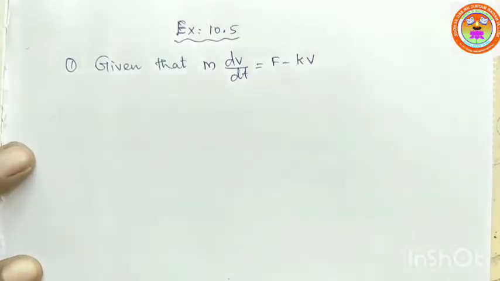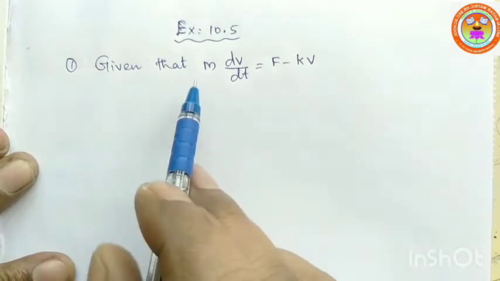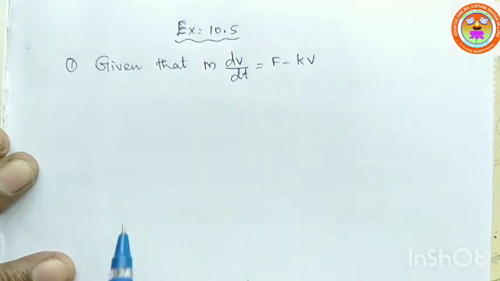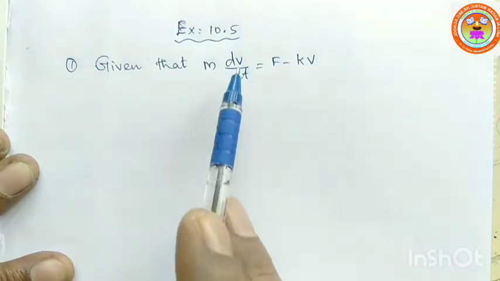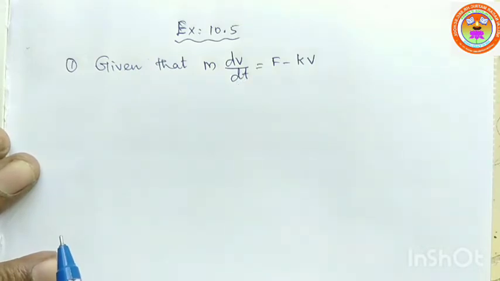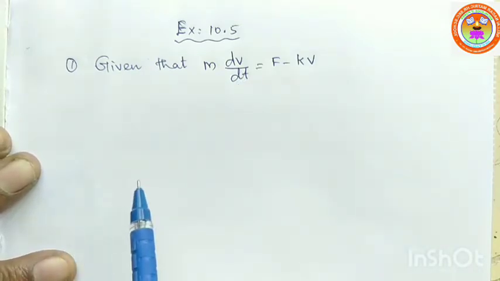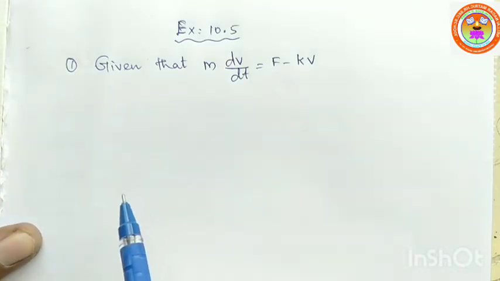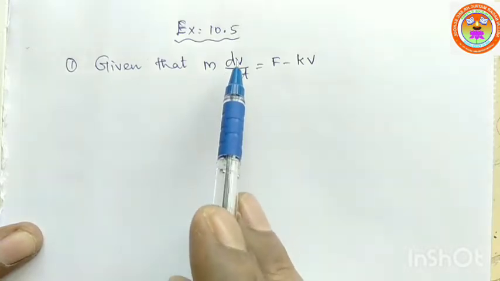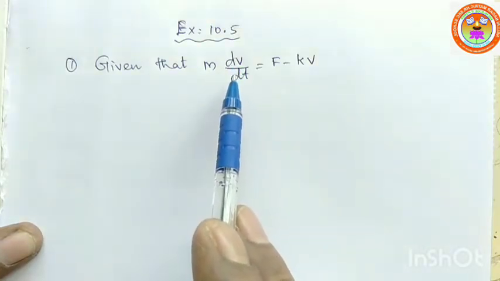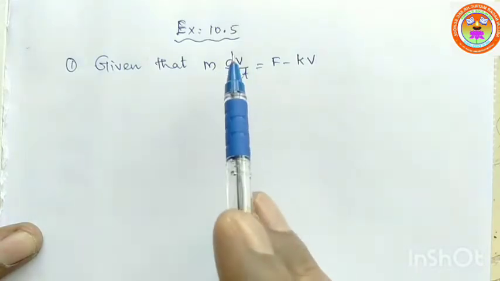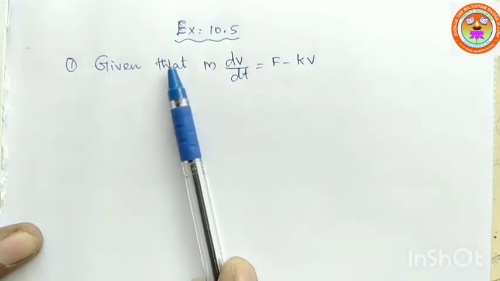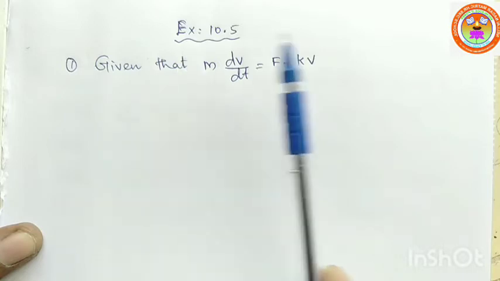Given that m dv by dt is equal to F minus kv, here the variables are v and t. We are going to study the variable separable method, right? Variable separable means we have to separate the variables. Here the variables are v and t. We are going to keep one variable, v, on one side and the other variable, t, on the other side.